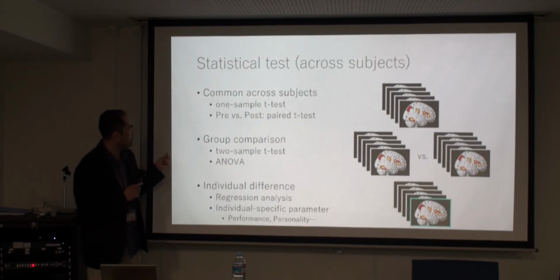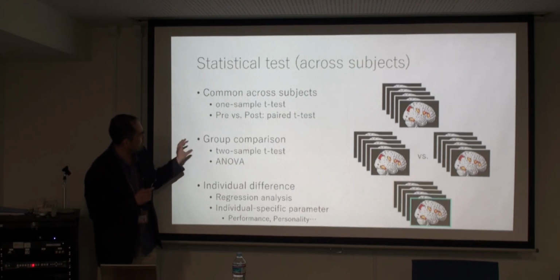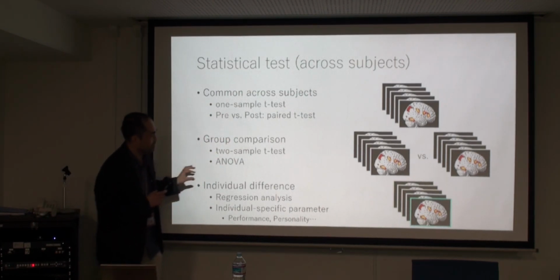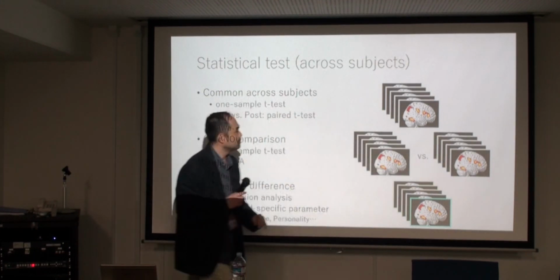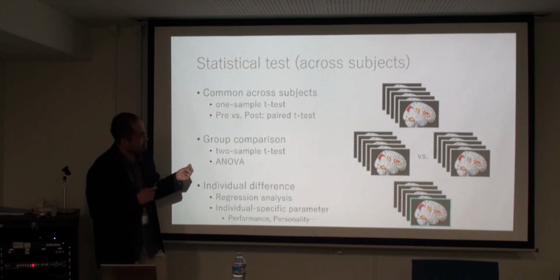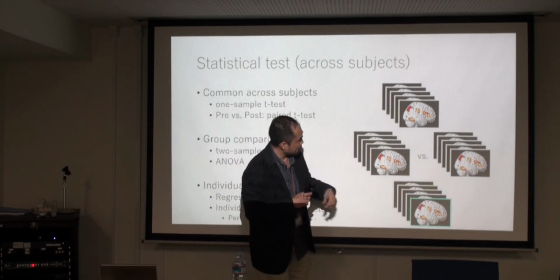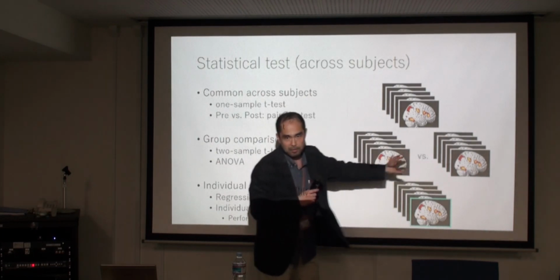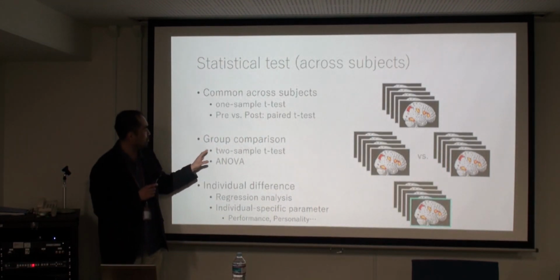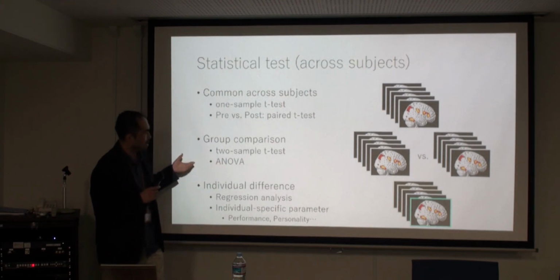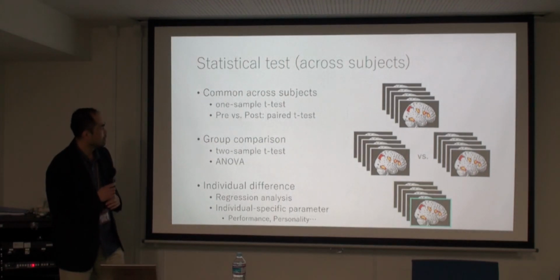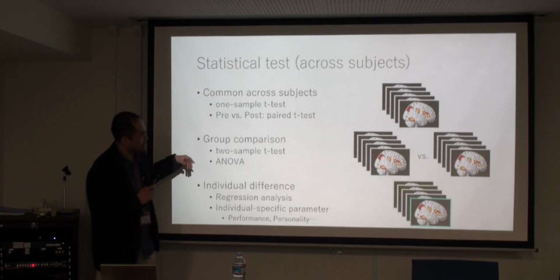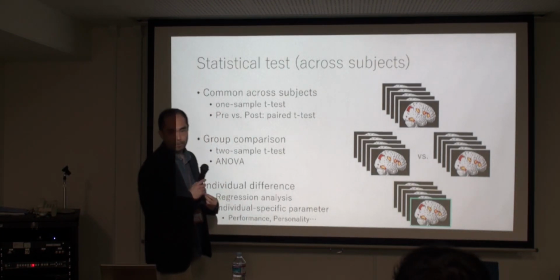Another approach is statistics. We typically use group comparison. For example, these are native speakers and the L2 speakers. We can see the systematic difference of activation between two groups, typically using two sample t-tests, or one-way ANOVA or two-way ANOVA if we perform pre and post test. So we can basically compare between groups.